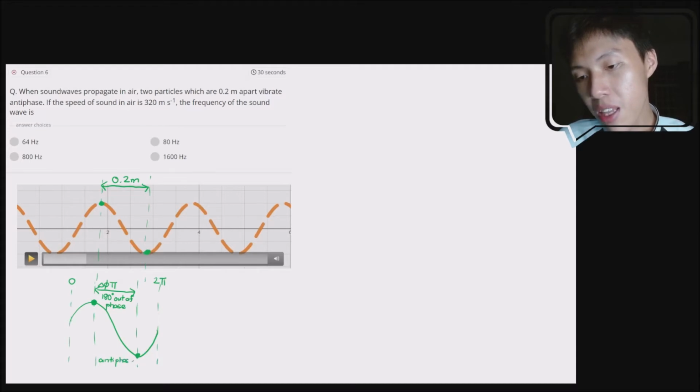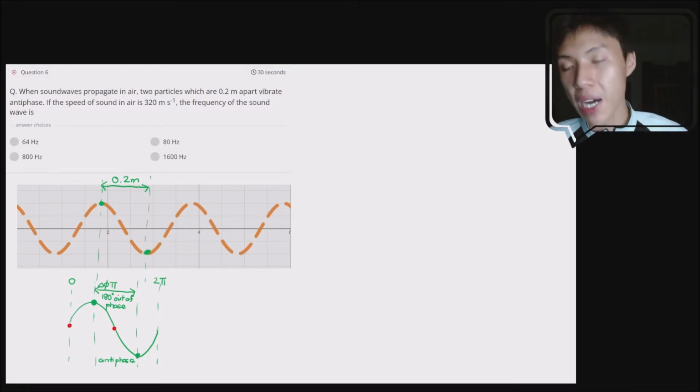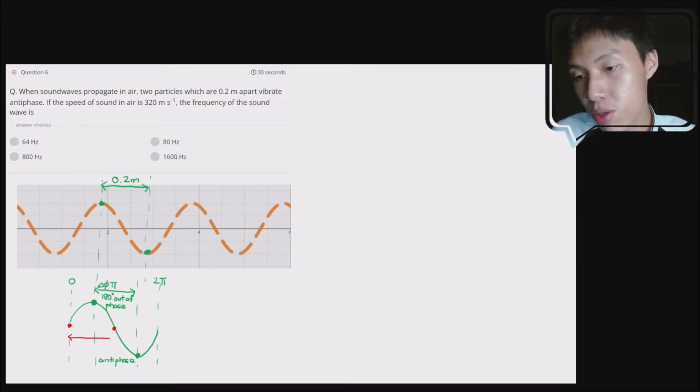Okay, there are many points that are antiphase as well. You can take this point and this point. These 2 points also have a phase difference of pi. So these 2 points are antiphase. If you measure the distance between these 2 points, I believe you get 0.2 meter as well. So these 2 points are 0.2 meters apart.